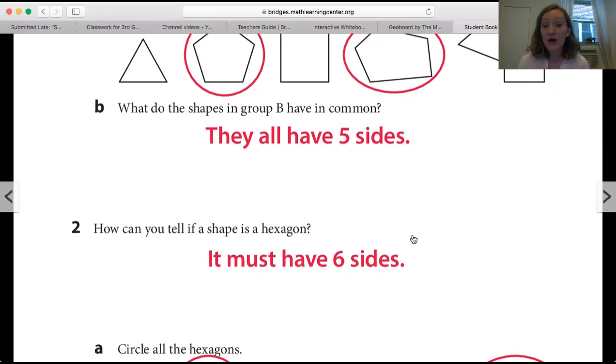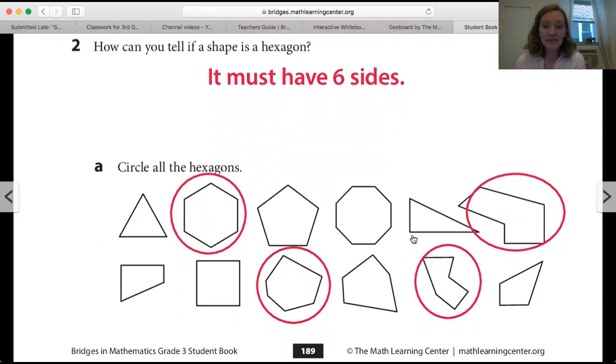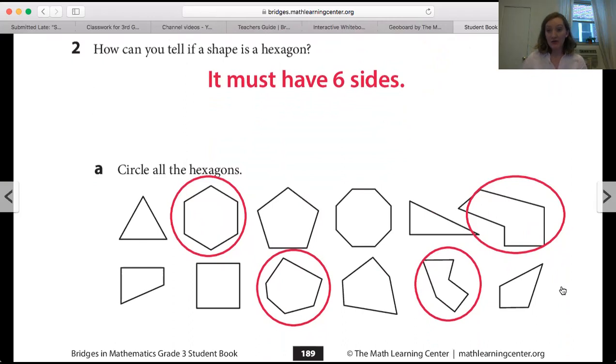And you're going to circle all the hexagons below. I'll give you a minute to go ahead and do it before I give you the answers. Circle all the hexagons, all of the shapes that have 6 sides. Pause the video if you need more time. I'm going to show you the answers. Those are all your hexagons. So you're going to circle those hexagon shapes.